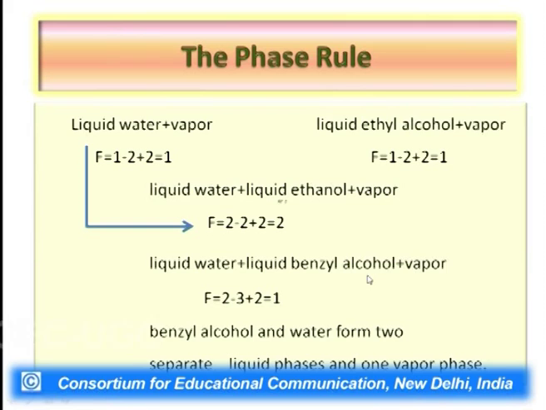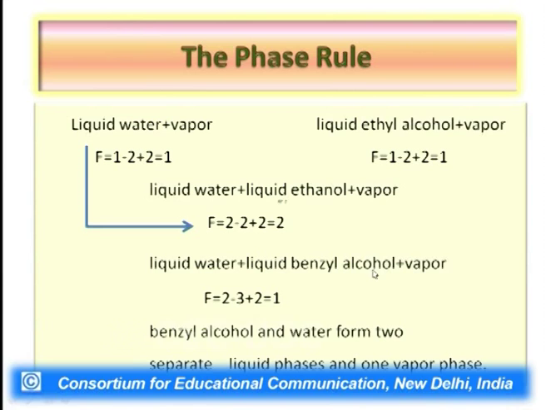the vapors of this mixture, water and liquid benzyl alcohol. We all know these are immiscible, they are not miscible. So, therefore, they will constitute two different liquid layers. So, it means two different phases. Along with that, there will be a third phase, that is the vapor phase. So, the total number of phases in this system is 3, whereas the constituents are still 2, water and liquid benzyl alcohol.